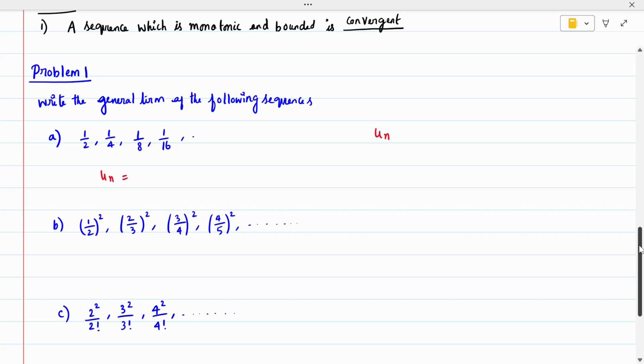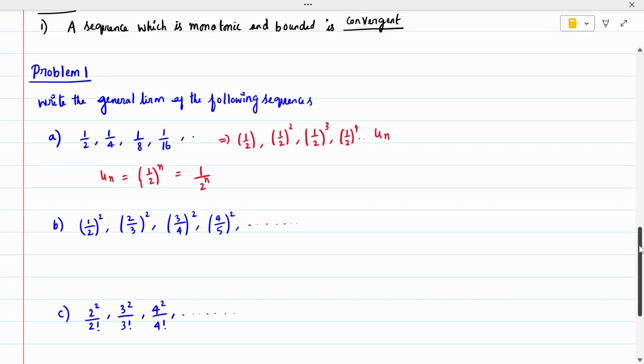See, check here: 1/2 is the first element, then 1/2 the whole squared is the second element, 1/2 the whole cubed, and it goes on, 1/2 to the power 4, etc. Now how can I write the general term un? It is nothing but (1/2) to the power n, or I can write (1/2)^n. Both are the same. So that is the general term for the first case.